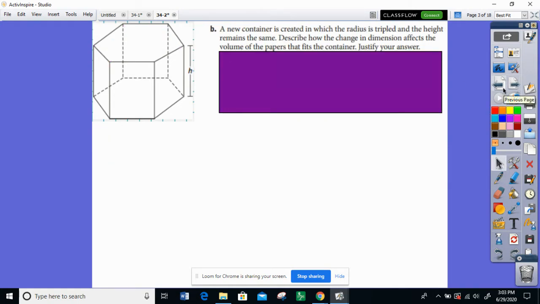Now in part B, it says a new container is created in which the radius is tripled and the height remains the same. Describe how the change in dimension affects the volume of the papers that fits the containers.